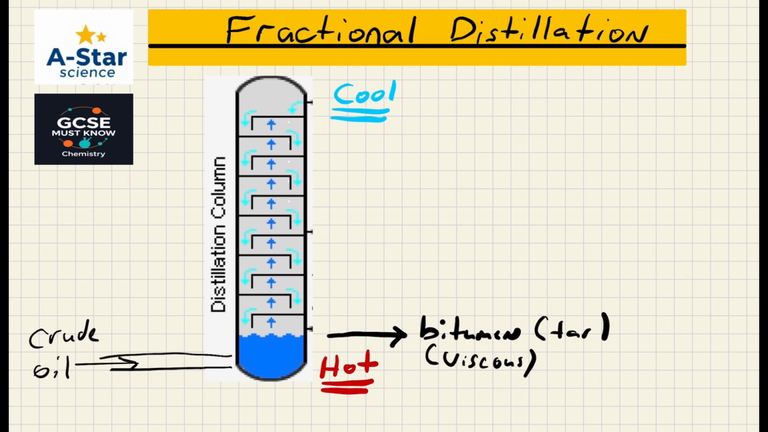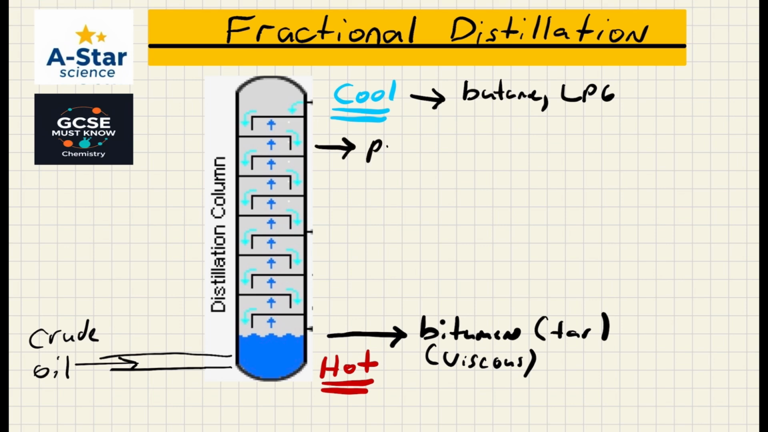At the top of the column, that cool side, we'll get lots of the gases coming out. Butane, things like LPG, which is liquefied petroleum gas, natural gas, things along those lines will come out at the top. They are very short chain, so they quickly rise to the top. They don't take much heat, and then they will condense. And some of them don't even condense. They come out as gases because the boiling point is very low.